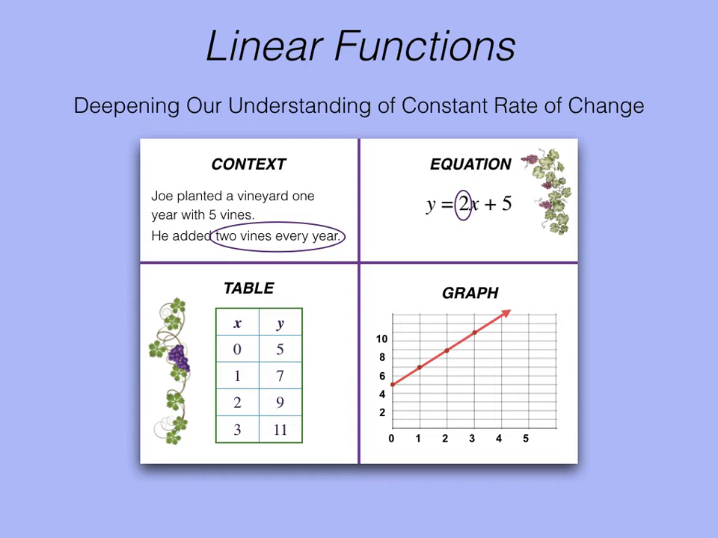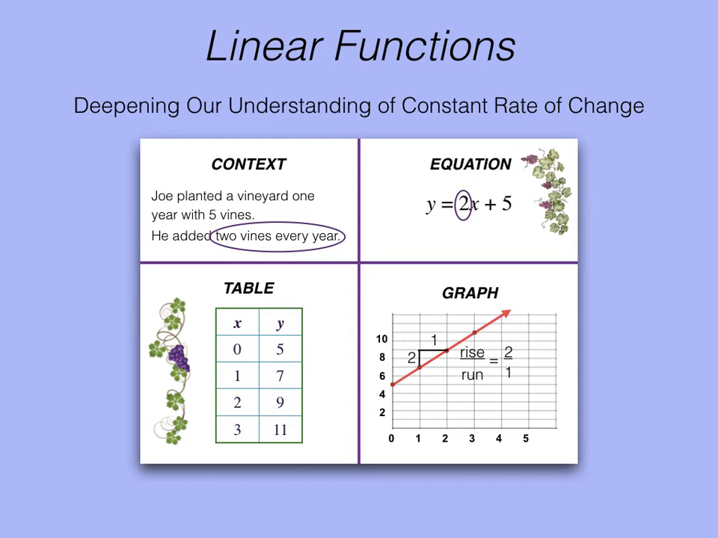In the graphical form, we can see the initial value is where the line goes through the y-intercept, that's at 5. But the rate of change can be found by looking at rise over run. The rise is 2 and the run is 1. So the constant rate of change according to the graph is 2 over 1, or 2.